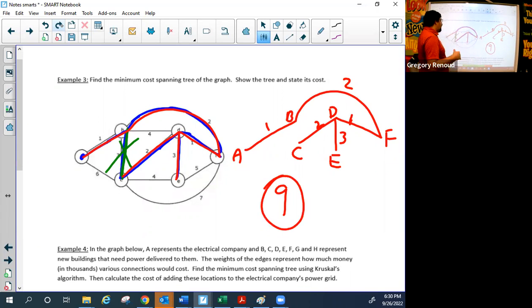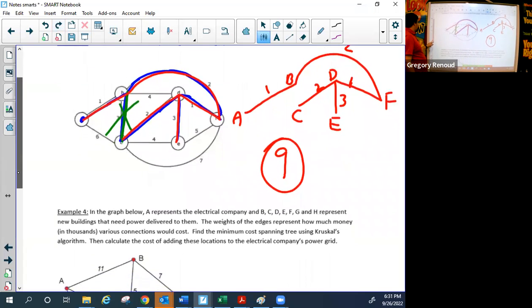And again, did it follow our rule? In this picture, we use 6 vertices. Did my final picture use 5 edges? I have AB, BF, DF, ED, and CD. Yep, we used 5 edges to make this tree. 1 less than the number of vertices.